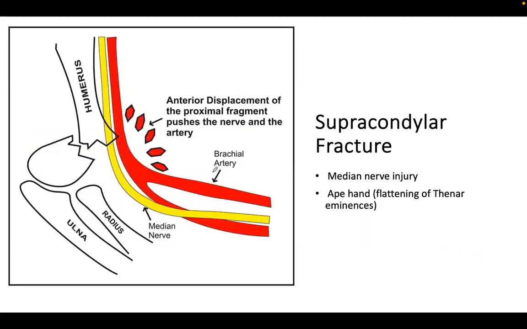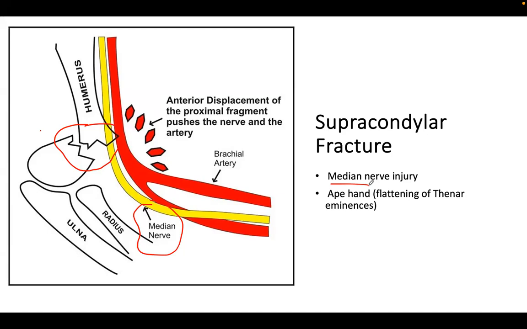Now look at this very, very important figure. Let's orient ourselves. Here's the humerus, here's the radius, here's the ulna. If there is a supracondylar fracture, I'm encircling it right now, what nerve is going to be most likely injured? Again, a supracondylar fracture is usually associated with damage to the median nerve.